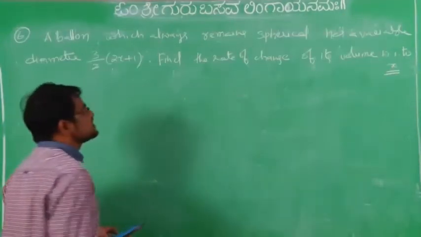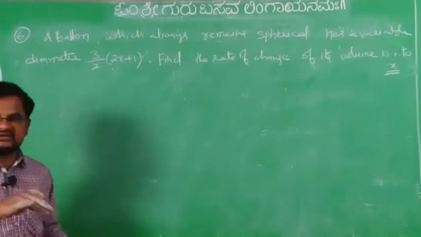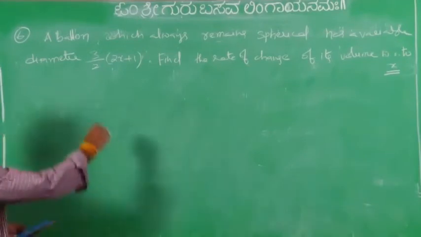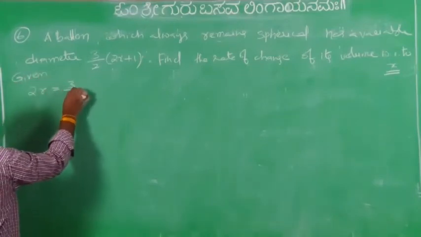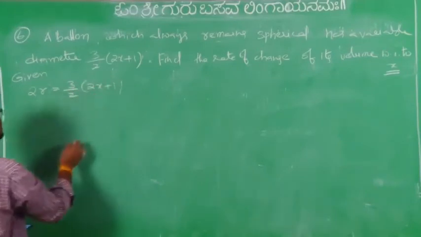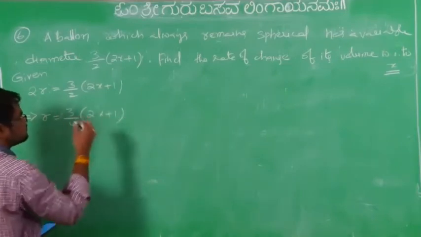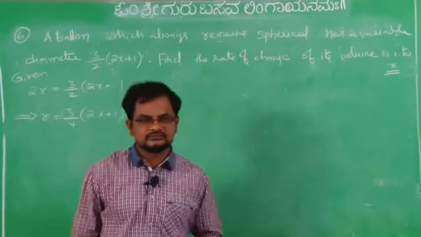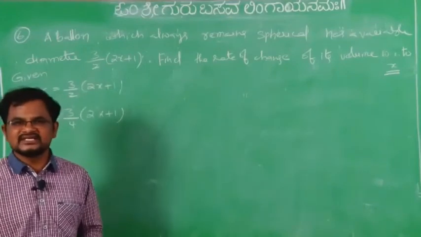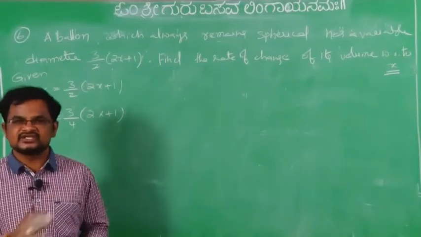Which always remains spherical, means here our figure is a sphere which has a variable diameter. Earlier, previously, the radius was given, here the diameter is given. Means 2r is given, 2r equal to 3 by 2 (2x plus 1). From this one, r equal to 3 by 4 (2x plus 1), right? Then what are they asking? How the rate of change of volume is increasing? The rate of change of volume with respect to x only they are asking. Clearly they mentioned with respect to x.